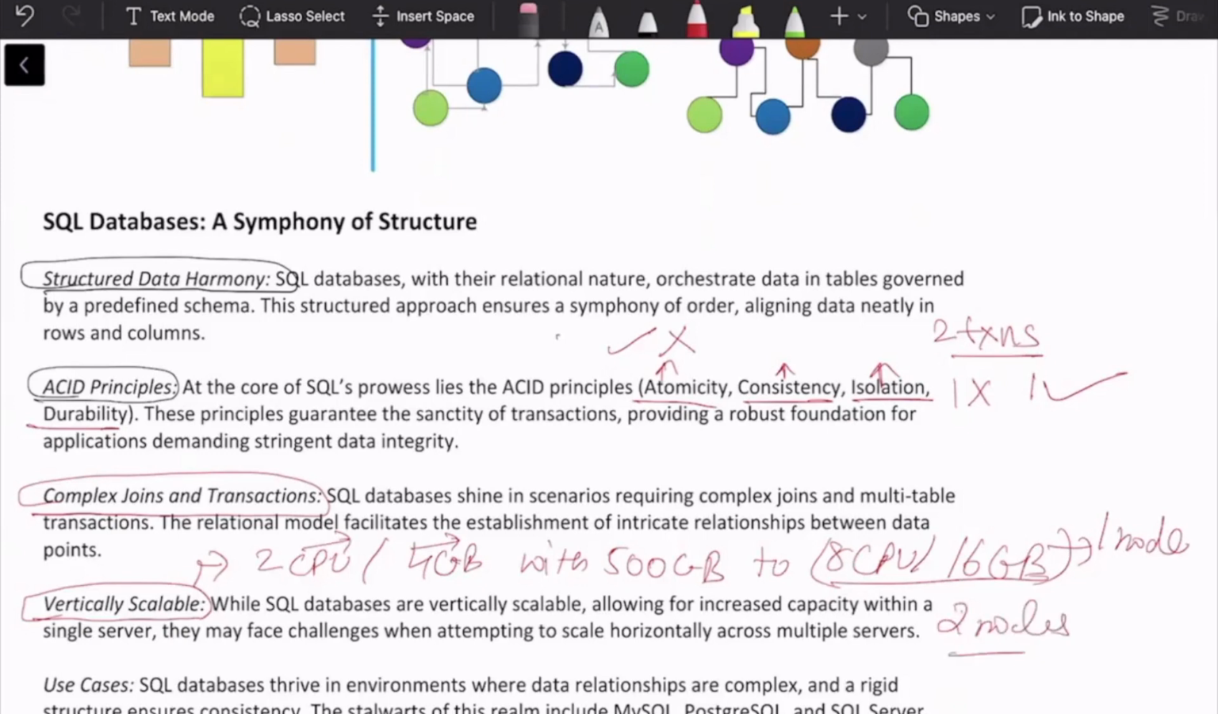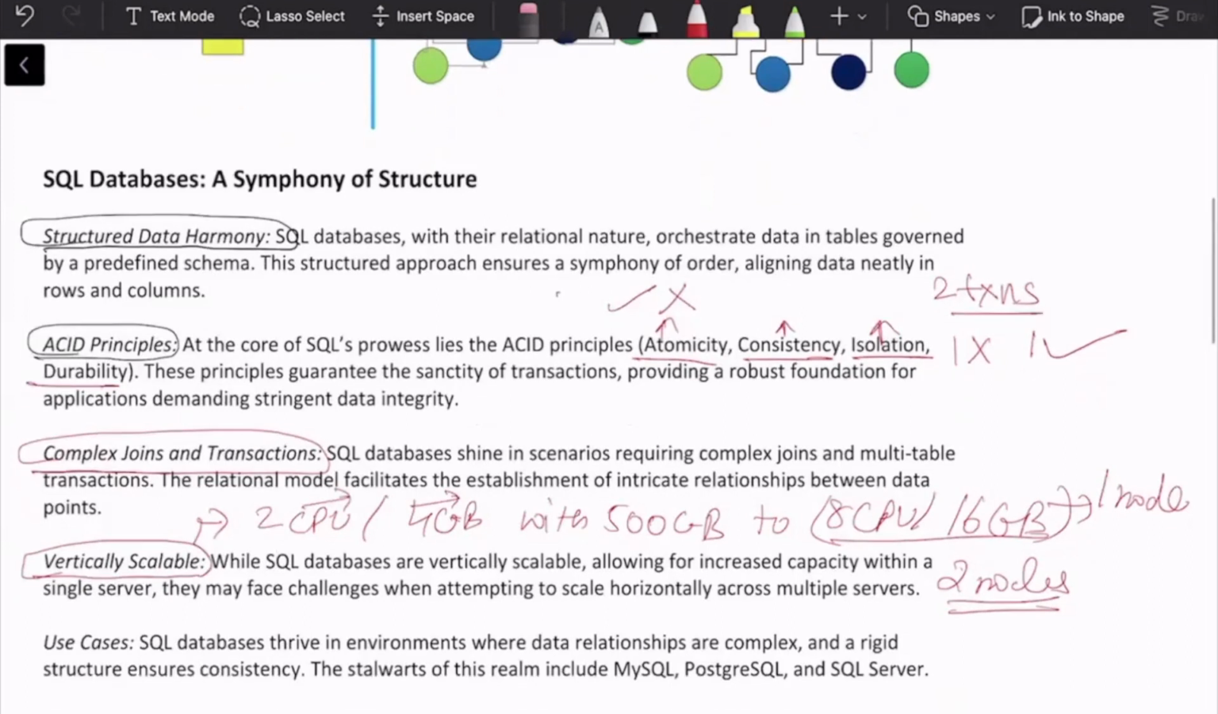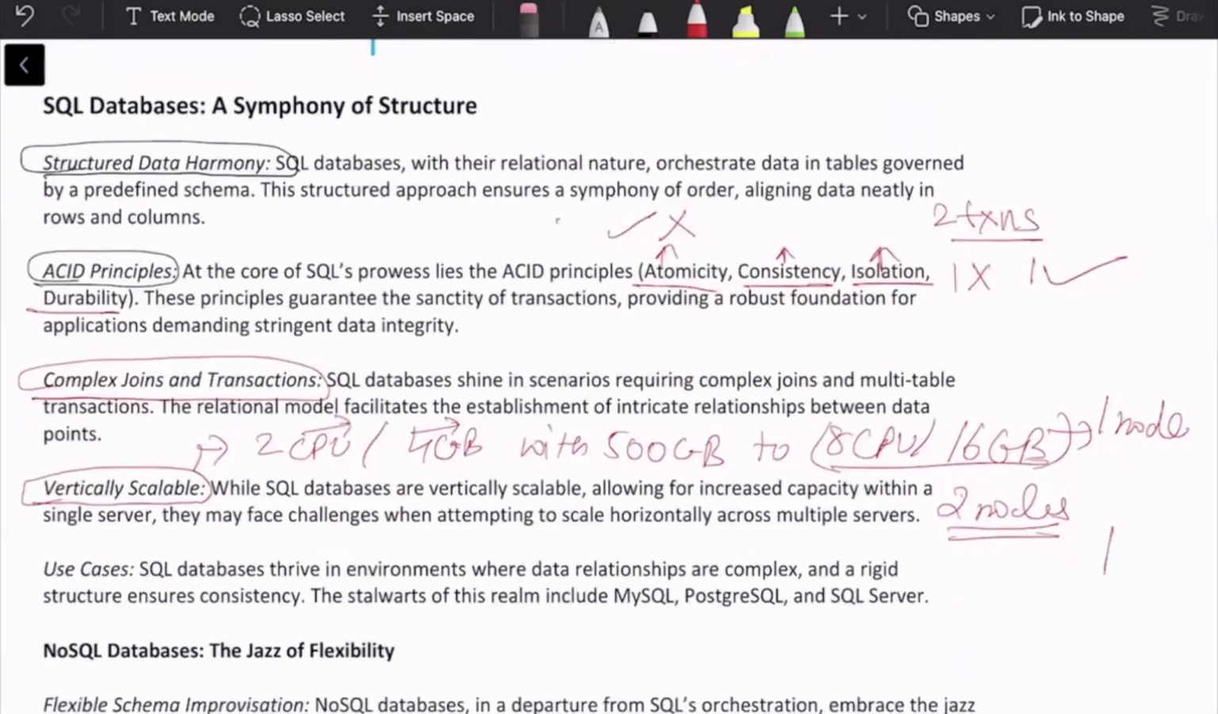Yes, there are ways to do two nodes wherein you do a partitioning of the data and the entire partitioning logic needs to be handled by the client. But in case we don't want to have these complexities, then it is only vertically scalable in this manner. The use case of this SQL database is when there are relationships in the data. This is very important: the data needs to be in a relational format. And there are various databases, which are MySQL, Postgres, and SQL Server.